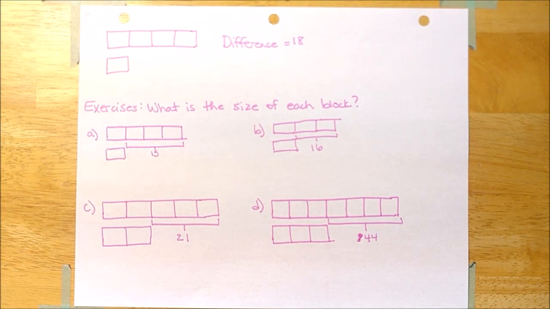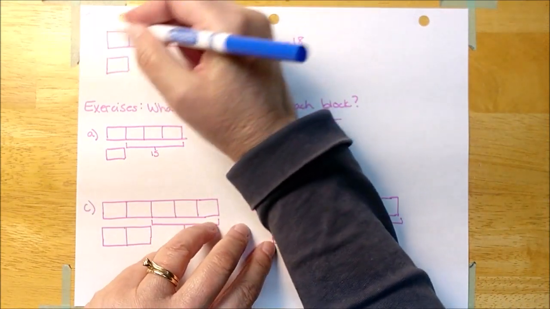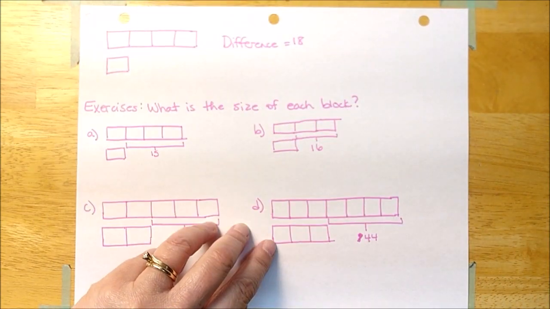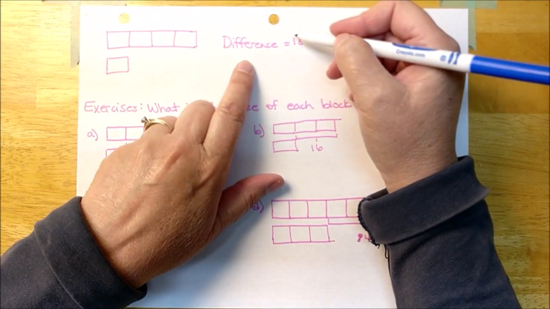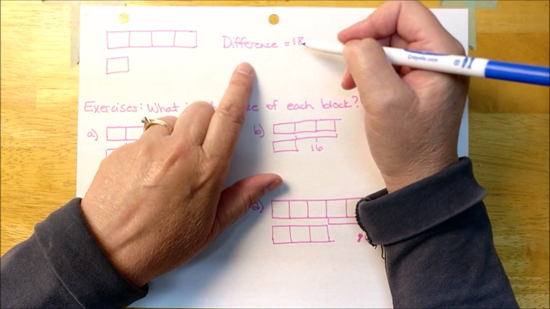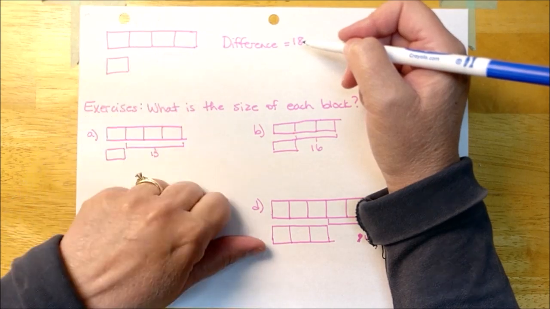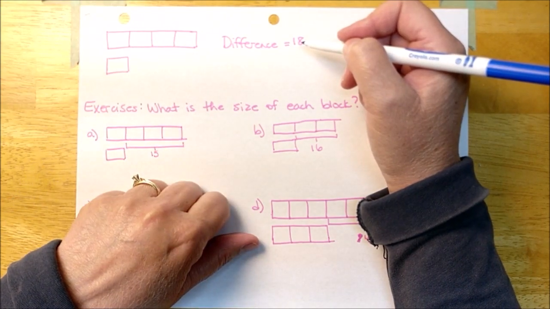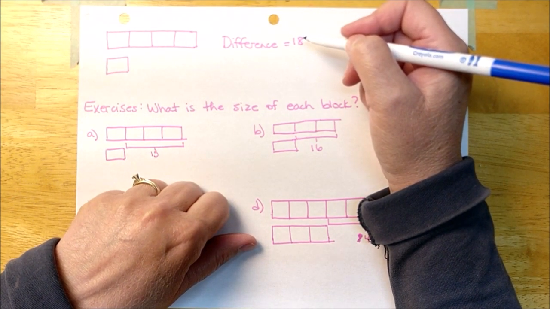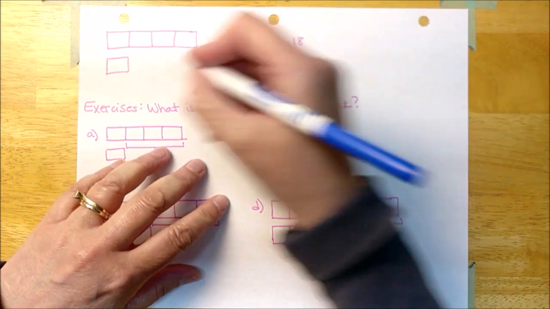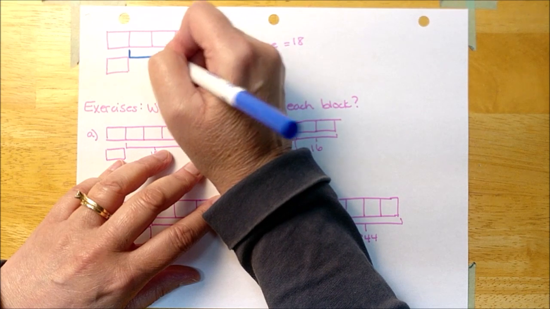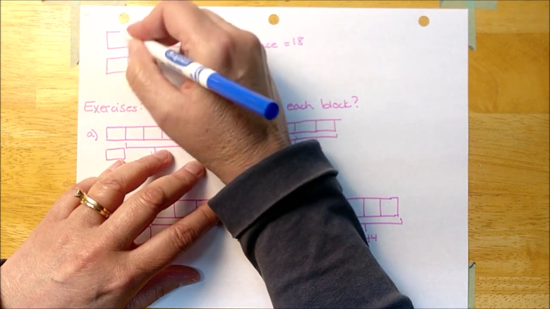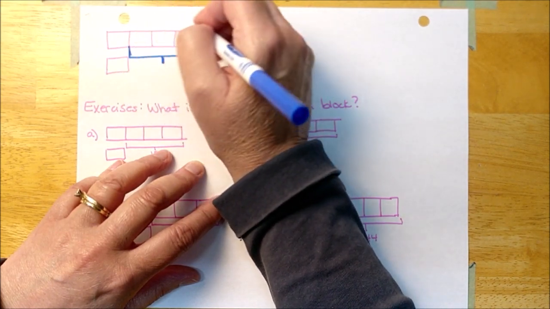Okay, here we go. Now, this is a diagram that a child put in the margin of their notebook. We are told that the difference is 18. Now, we need to figure out what is the size of each block. So, the difference is these blocks right here, because those two are the same. So this is the difference.